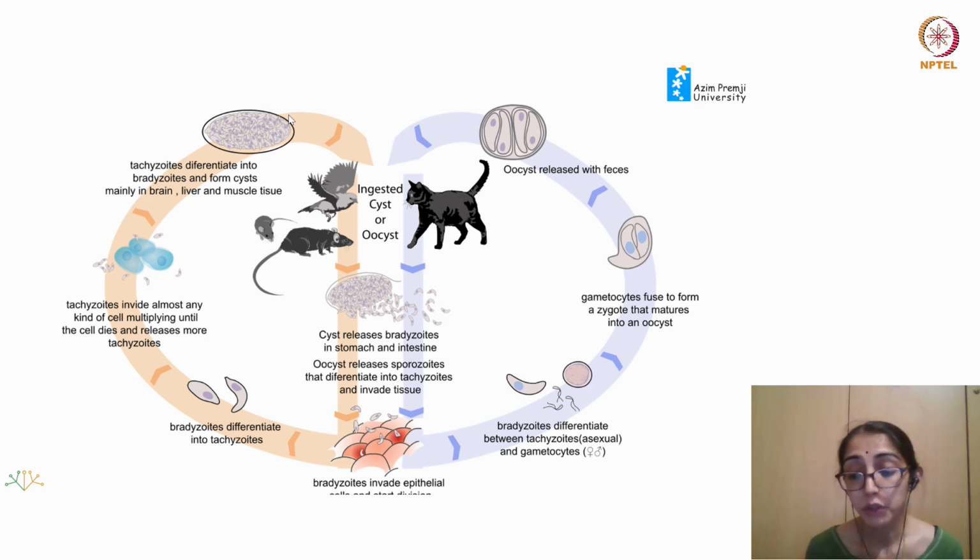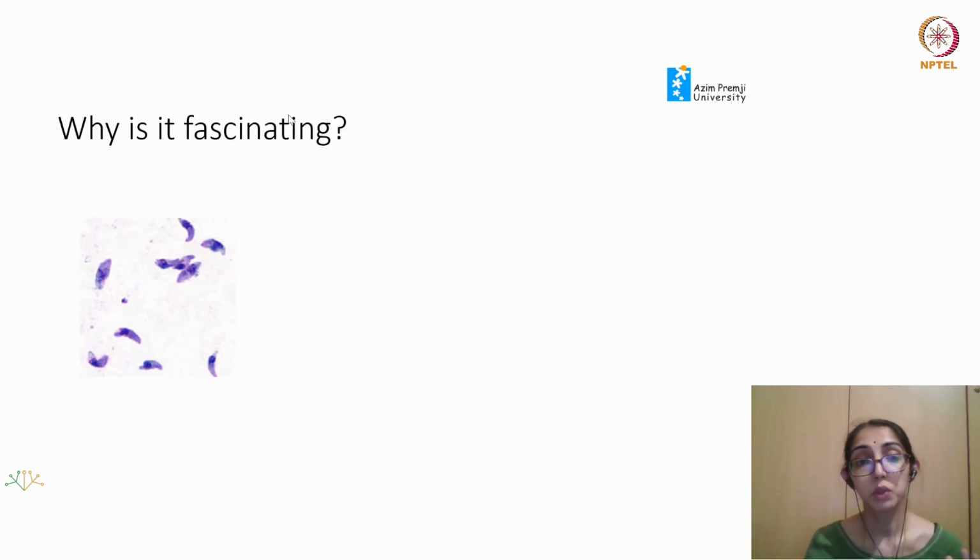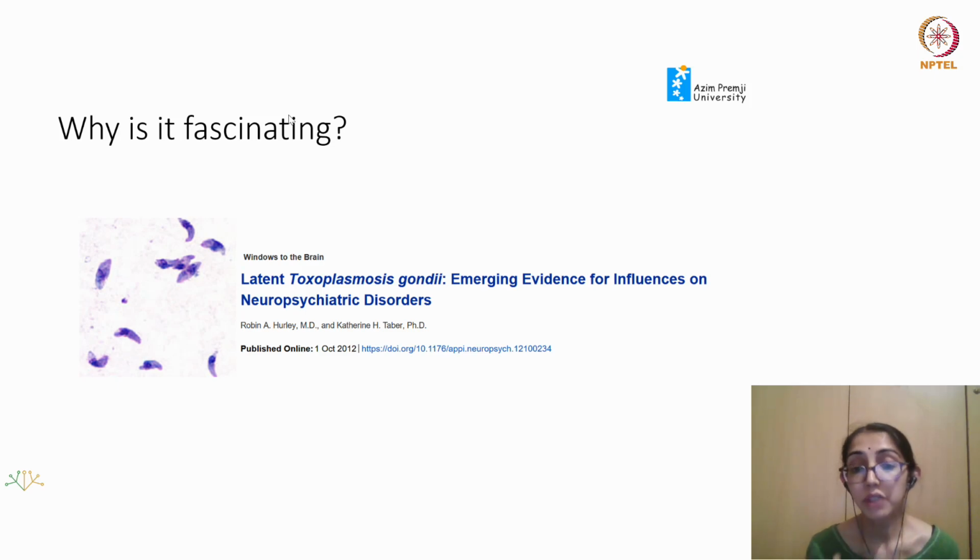So this is what happens in rodents. But when humans are infected, the story is even more fascinating. It turns out that latent infection of Toxoplasma gondii can also influence our behavior, and it has been associated with many neuropsychiatric disorders. So, for me, it's really fascinating that a unicellular parasite that's as small as 1 micrometer can influence hosts and host behaviors, hosts that are as large as human beings.